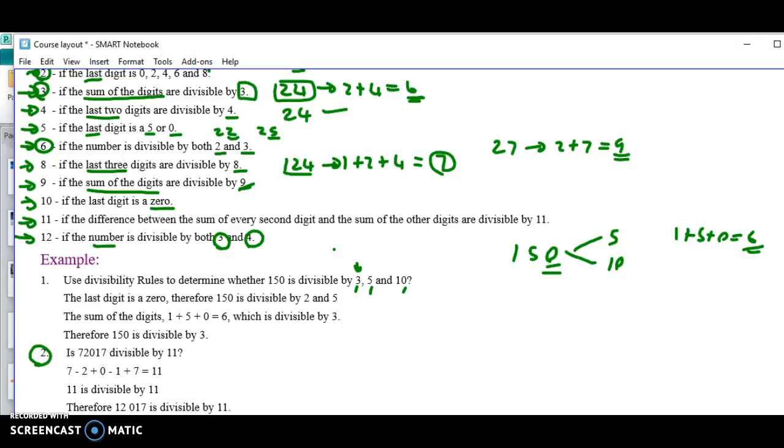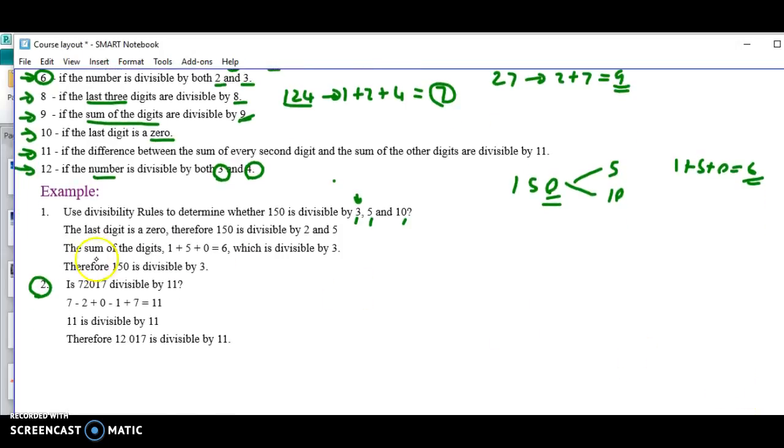Yeah, let's look at this example. So what we say is, we take these and we say 7 minus 2 plus 0 minus 1 plus 7 minus 7. That is 11, and if that is a multiple of 11, then it's divisible by 11. It's important to maybe memorize this, as it will help you to do quick mental calculations if needed.